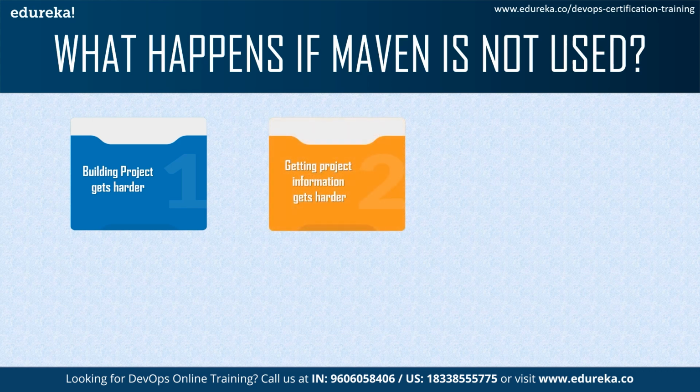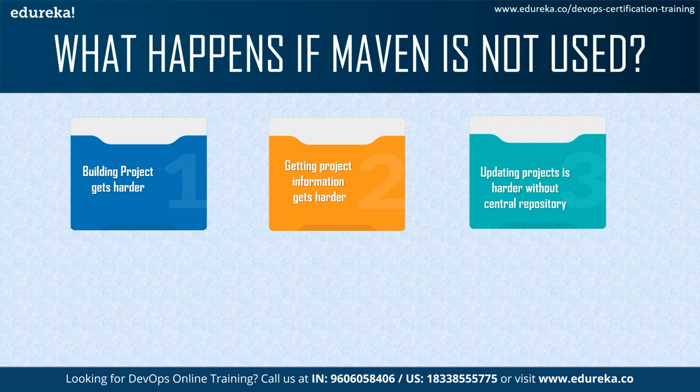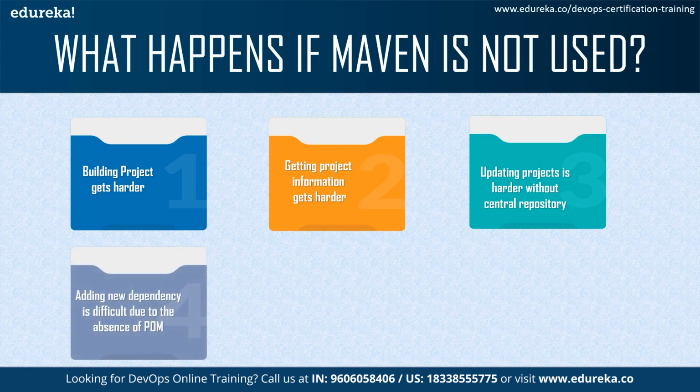Now, getting project information also gets harder, like you want to know the source code and everything. Also, updating project gets harder without central repository. Central repository always helps you have all the updations, and it gets harder if Maven is not being used. Also, adding new dependency is difficult due to absence of project object model. Pretty obvious when you don't use Maven, there's no POM as well.